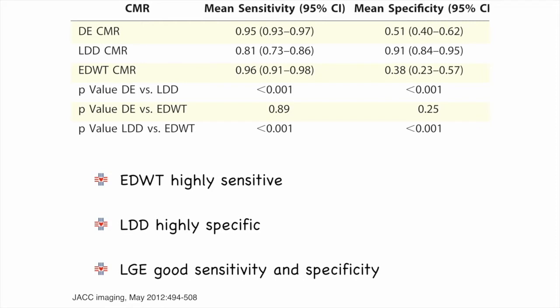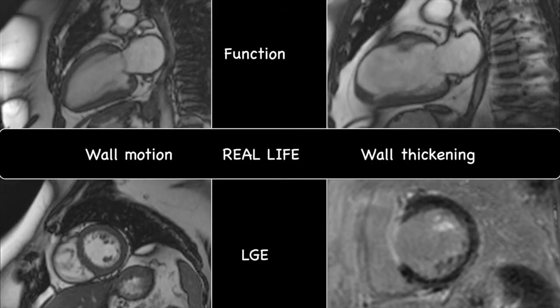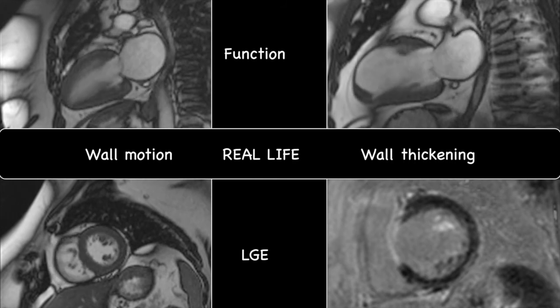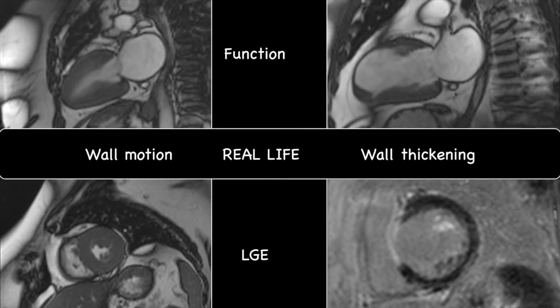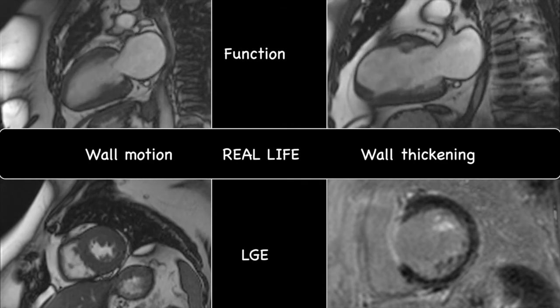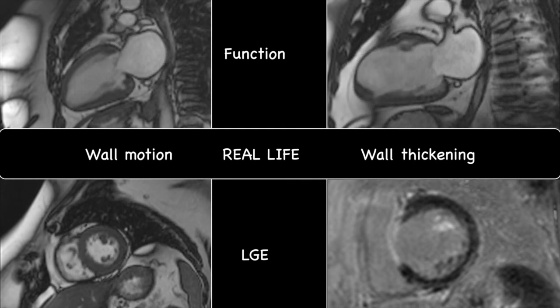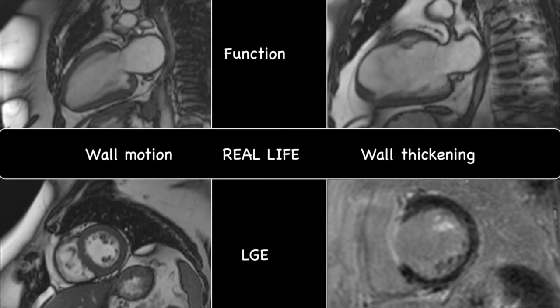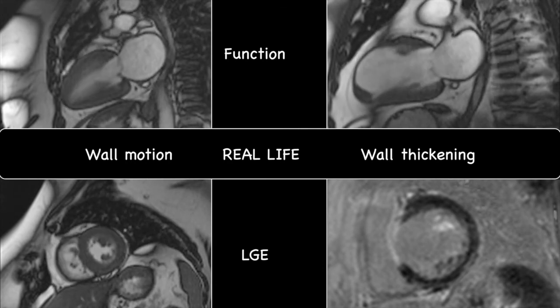When we look at the sensitivity and specificity of different cardiac MR techniques, what we will see is that low-dose dobutamine stress has high specificity, while end-diastolic wall thickness is highly sensitive. And late gadolinium enhancement does well with both sensitivity and specificity. In real-life practice, we do not use any of these parameters in isolation. We take the wall motion abnormality, we look at the thickening of the wall, and we look at the LGE enhancement, all put together before we make a decision with regards to viability.